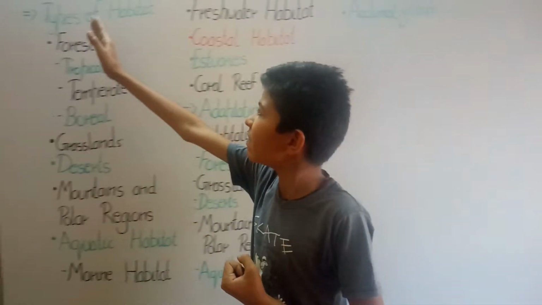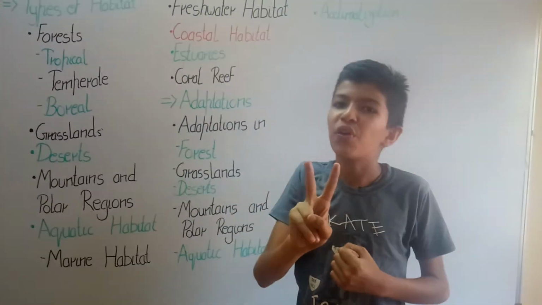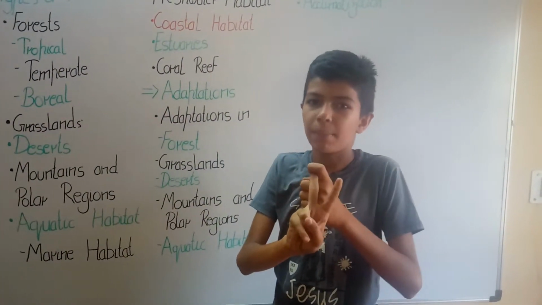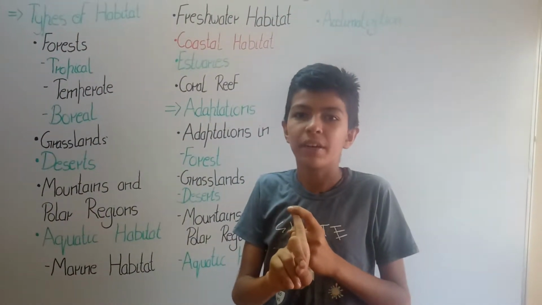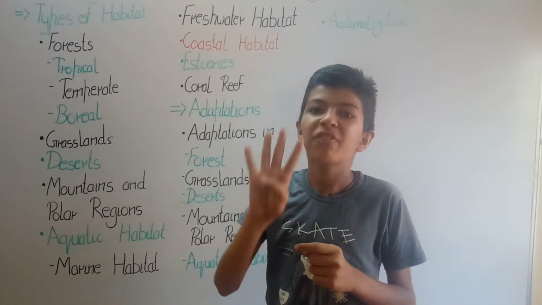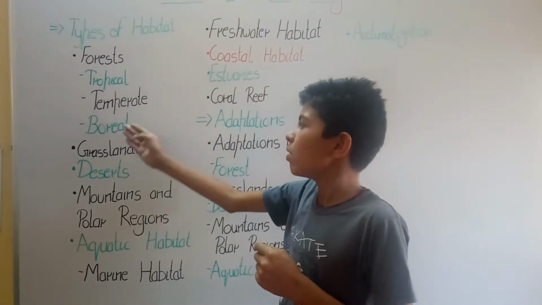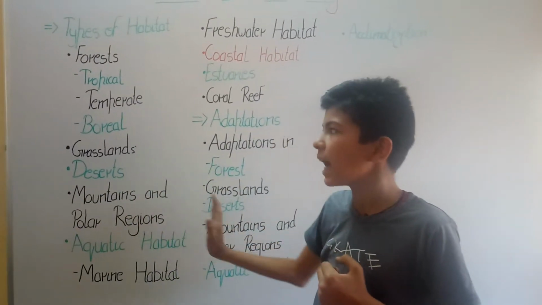The first topic we have is types of habitat. There are two major types of habitat found on our planet Earth. These include terrestrial habitat and aquatic habitat. First, terrestrial habitat. The terrestrial habitat can be further classified into four types. These include forest habitat, grassland habitat, desert habitat, and mountain and polar region habitat.